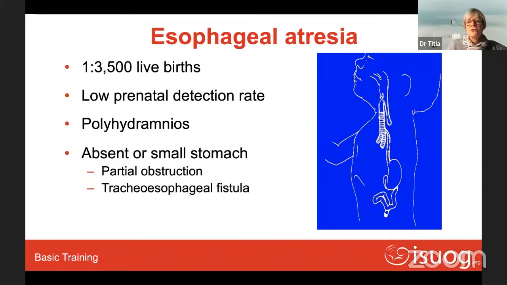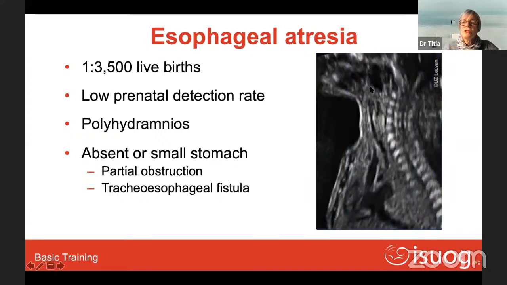Coming back to esophageal atresia, it has a frequency of about 1 in 3,500 live births, but a very low detection rate. You sometimes are aware because there is polyhydramnios or an absent stomach, but 85% of the cases with an esophageal atresia have a fistula from the trachea to the stomach. So if the baby is not able to swallow the fluid through the esophagus, it will go through the trachea, and then through this fistula to the stomach. And then you might not be aware of this anomaly at all. So that's why, as 85% have a fistula, this anomaly is often missed by ultrasound prenatally.